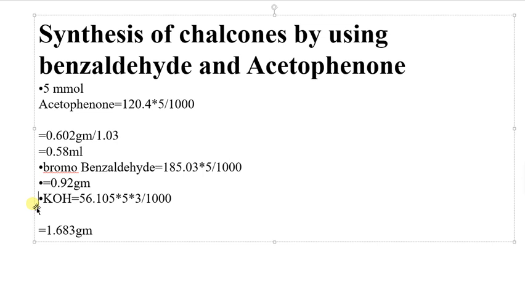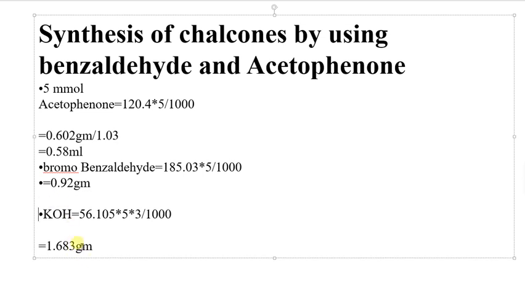Okay, as I am using a base in my reaction mixture, what I have to do is write its molecular weight, multiply by 5. Then I already told you that the amount of base used is 3 times more, so I simply multiply it by 3 and divide by 1000, and the amount of base to be used in the reaction mixture is 1.683 gram. Okay, this was a simple calculation for 5 millimole.